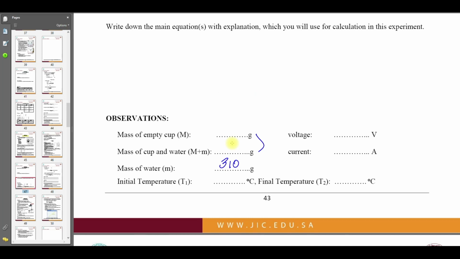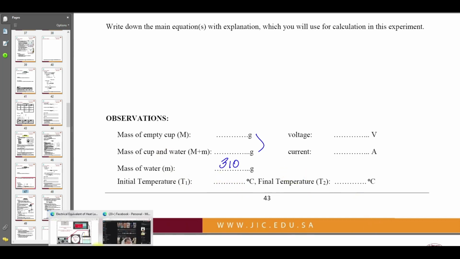Once we start the simulation, we have to take note of three things. Number one, what is the initial temperature, which is the value here. And what are the voltage and current? The voltage and the current will be mostly constant. The temperature of the water is the only one which will change. So let's go to our simulation.